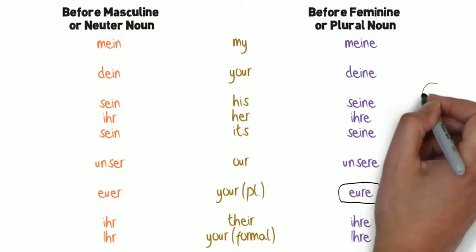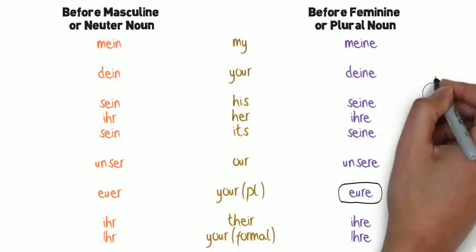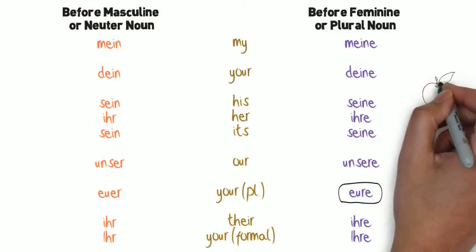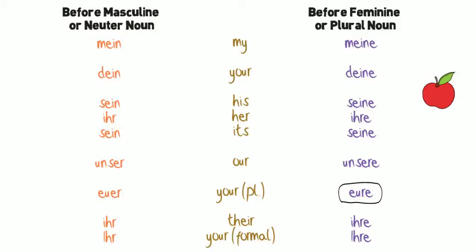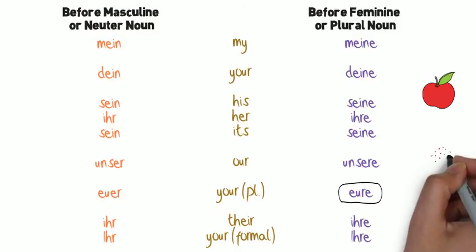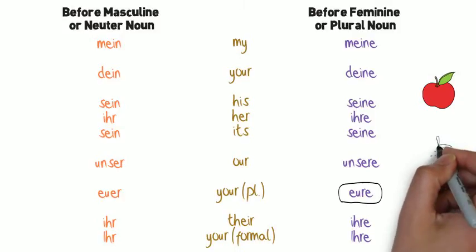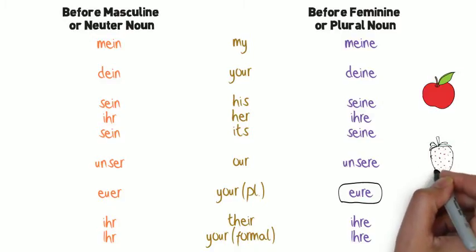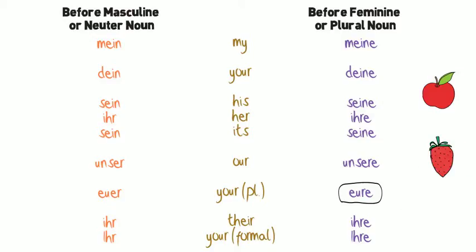A good way to think about this is like the words a and an in English. They don't mean the same thing as any of these words, but what they do have in common with these possessive forms is that a and an mean the same thing as each other, the same way that mein and meine mean the same thing as each other, or dein and deine mean the same thing as each other.